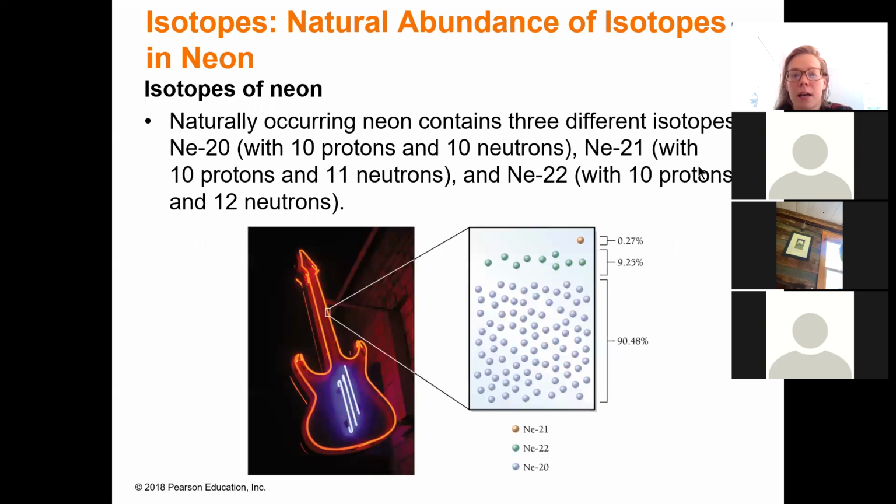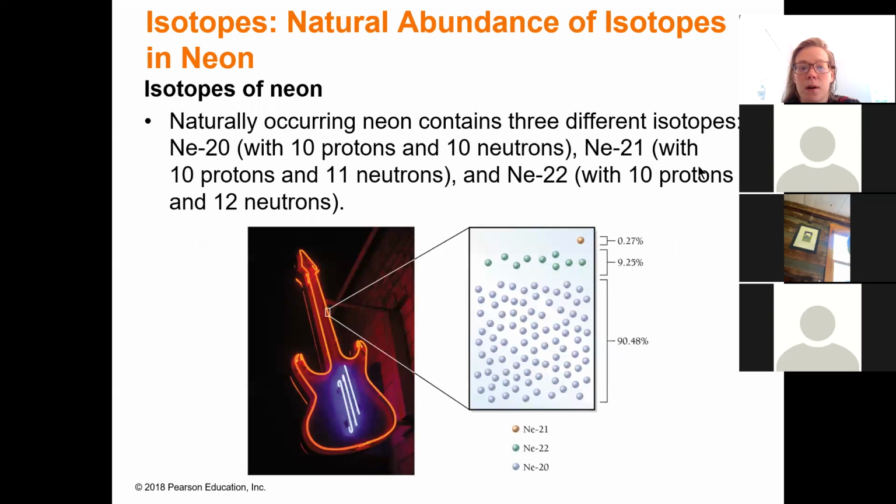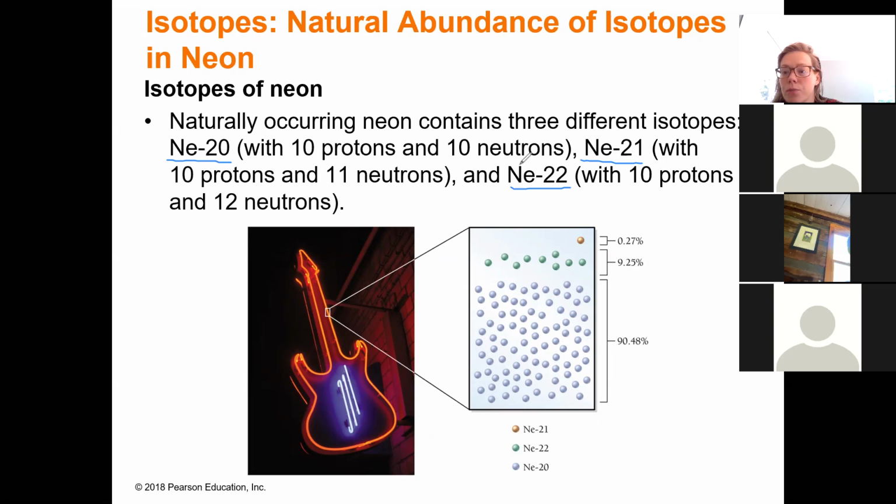So let's look at isotopes for neon. When we go to our periodic chart and we see neon, which is number 10, that means that it should have 10 protons. But there's a variety of isotopes, specifically 3 isotopes. We've got neon 20, neon 21, and neon 22.